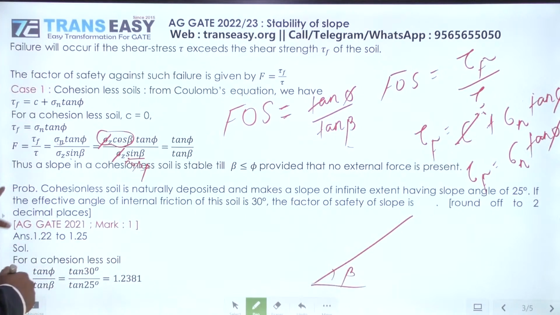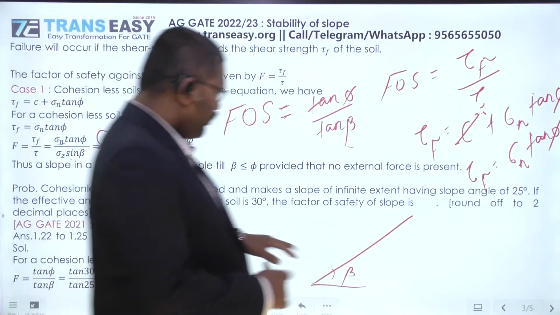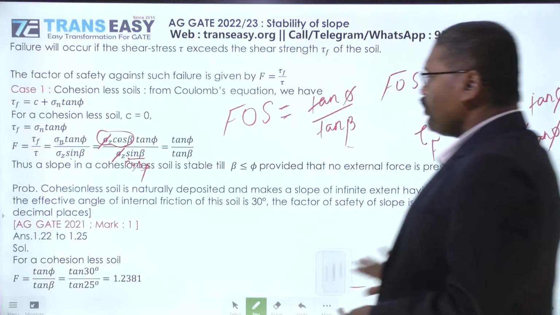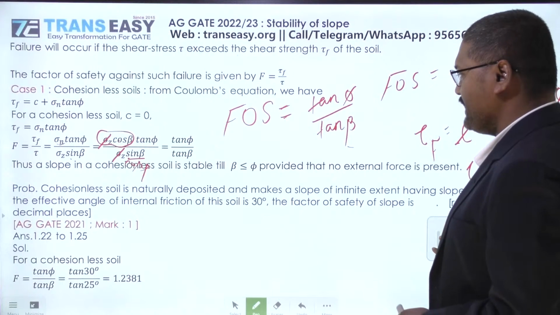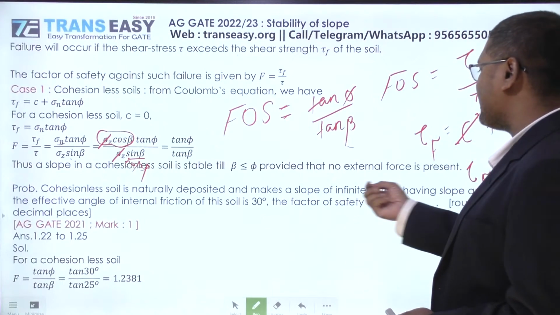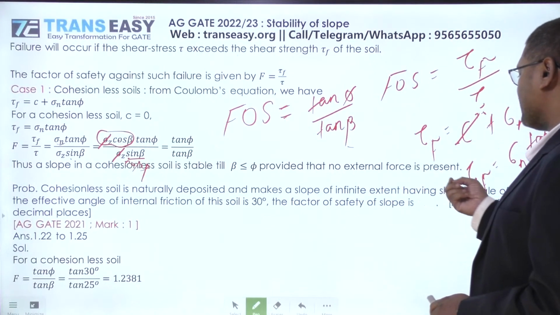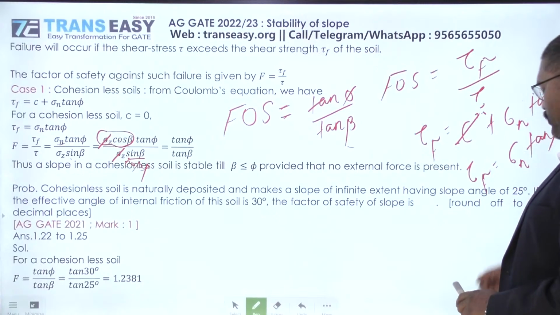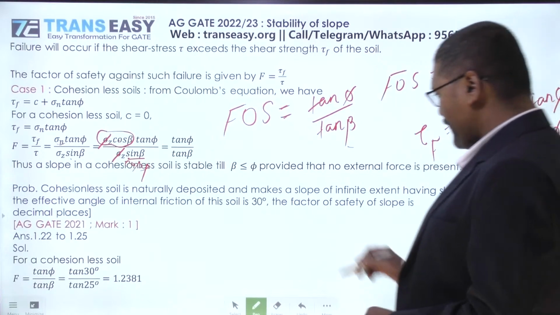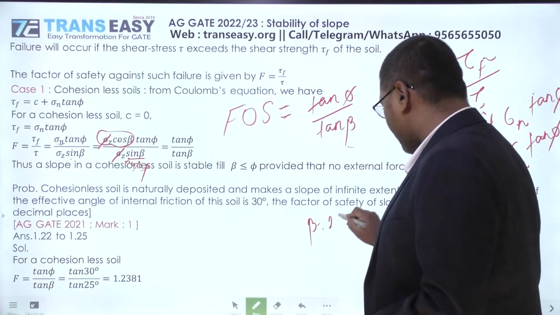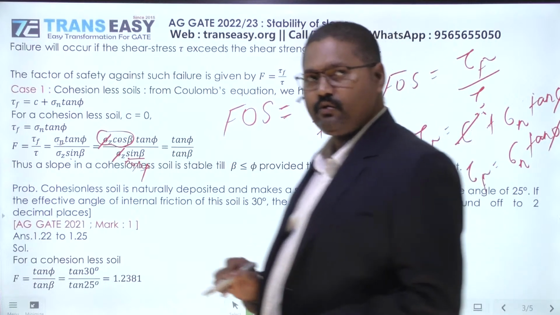डन. This is a problem from our GATE examination 2021, 1 mark. Cohesionless soil is naturally deposited and makes a slope of infinite extent having a slope angle of 25 degrees. Slope angle, that is beta, is 25 degrees.